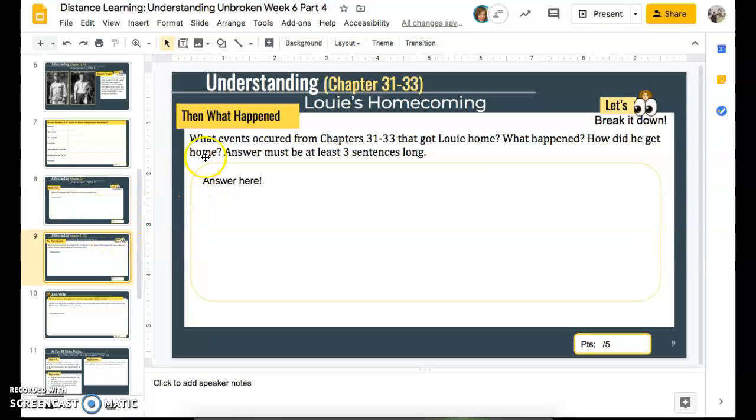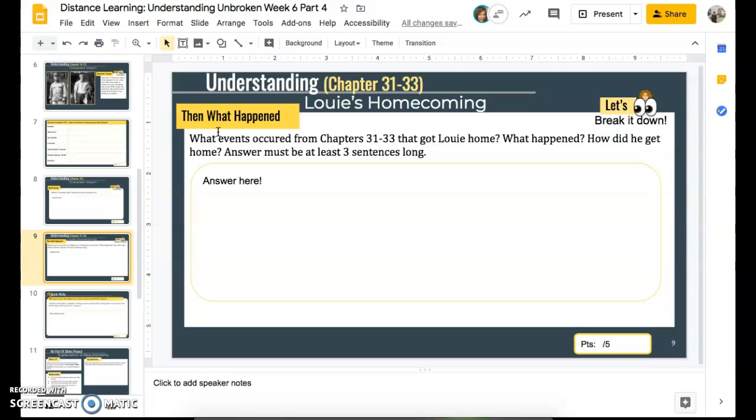All right, our next activity is all about the end of the chapters. So it's chapters 31 through 33. They're no longer in the camps, and we just want to know, how did they get home? What was the homecoming like? What were the events? Just break it down, okay? Tell us everything you can think of.